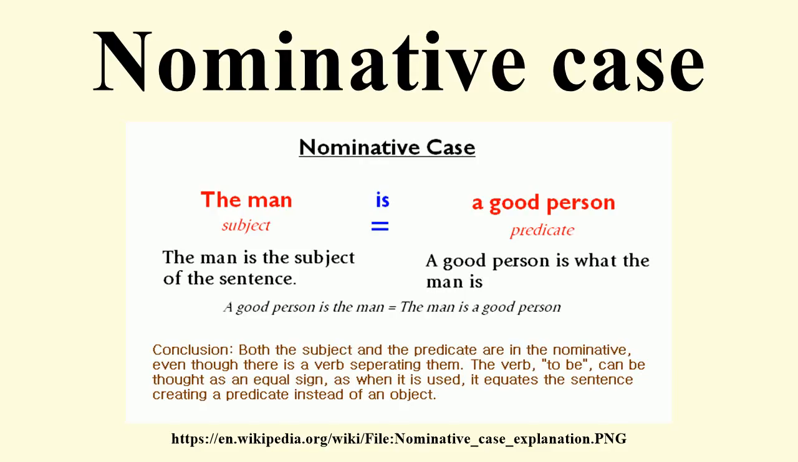Predicate, noun or adjective. The nominative also marks things equal to the subject. Socrates was a wise man. Socrates was wise.